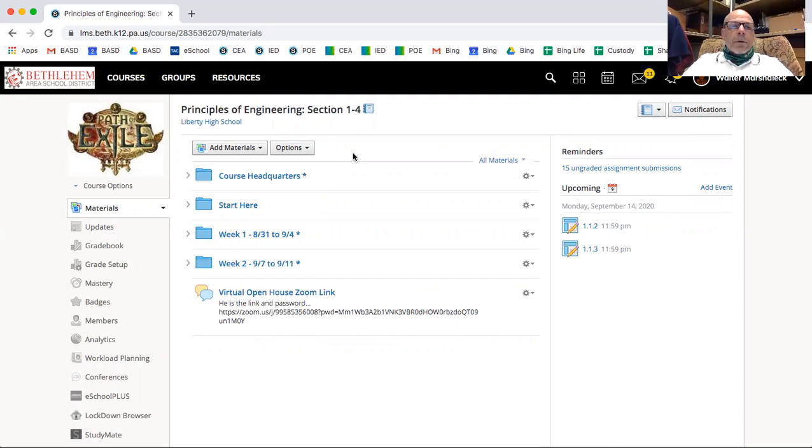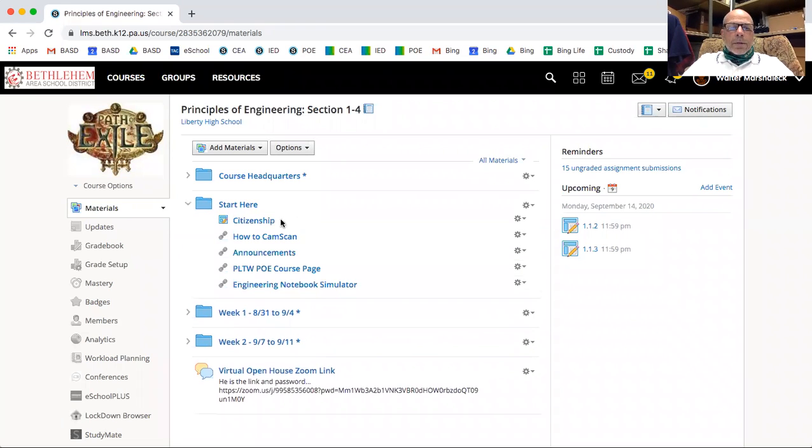So Principles of Engineering, Schoology, every day, course page, every day. If you're at school, if you're home, you go here every day and you start here. And citizenship, you know how that works. Your score rises as you are a good participant and a hard worker and helping each other. How to cam scan, I think most of you know, but if you forgot or if it's not working for you, Mr. Pearson made that document explaining it, or at the very least, I can try to explain it to you in class so we can figure that out.